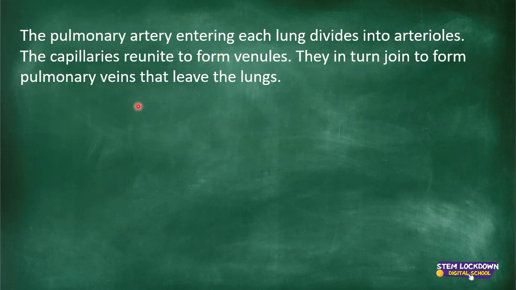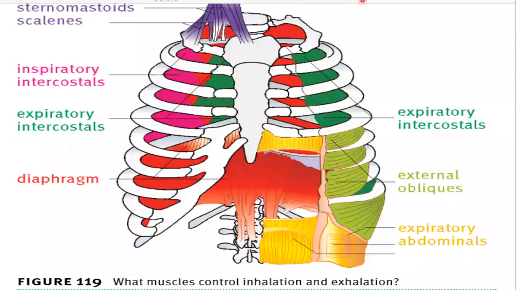They in turn join to form pulmonary veins that leave the lungs. So the veins leave the lungs. Then the muscles here, we have to discuss as well as the muscles that control inhalation and exhalation. Because you know the lungs, it's a process, it's not just standing still. Because of the friction, remember I mentioned the pleura, which is there to reduce friction. Muscles are involved in those processes.